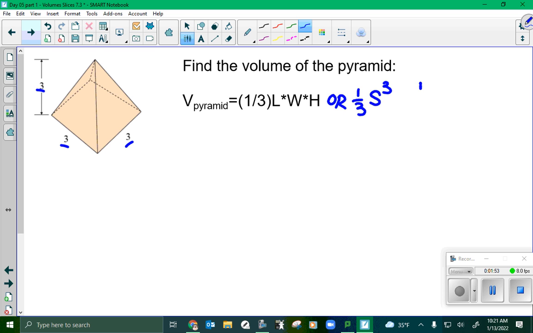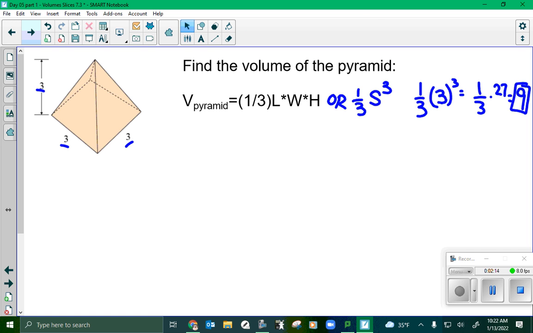Well, I have 1/3 times 3 cubed, which is 1/3 of 27, which is 9. Okay, 27 divided by 3 is 9. The volume of this pyramid is 9. So if we were going to use integral calculus or integration or antiderivatives to figure out this volume of this particular pyramid, we should get 9. Okay, no arguments from me right there.